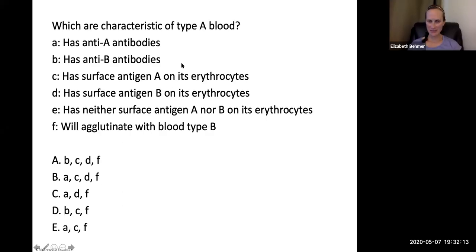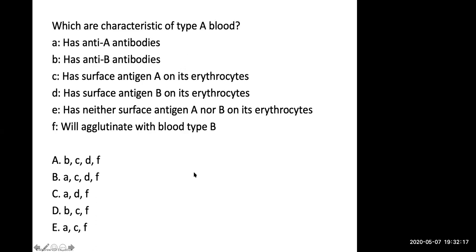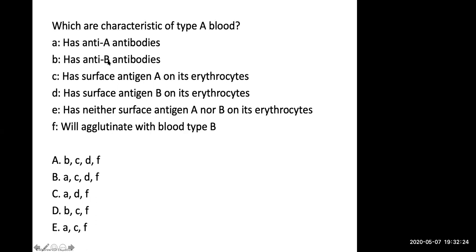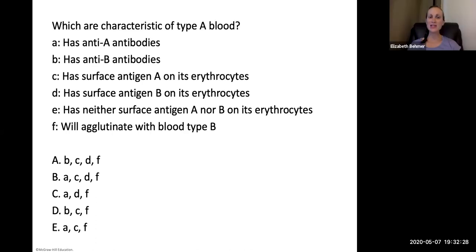Which are characteristics of type A blood? What do we have here? It has anti-B antibodies. It's against B, so that's good. And it has surface antigen A. It has the surface antigen A because that's where it gets its name. So B and C are correct.